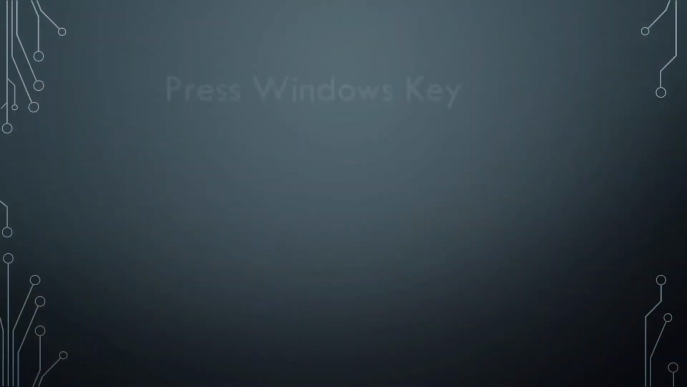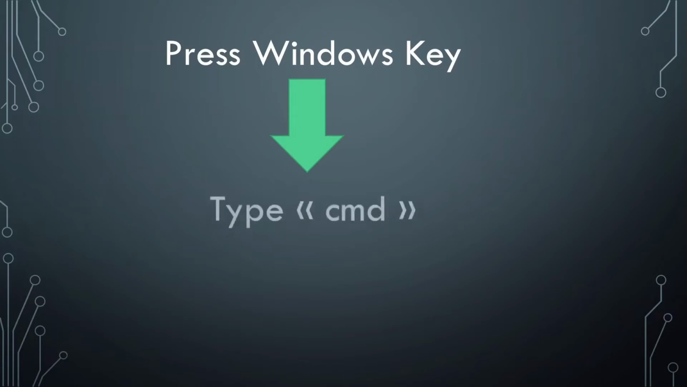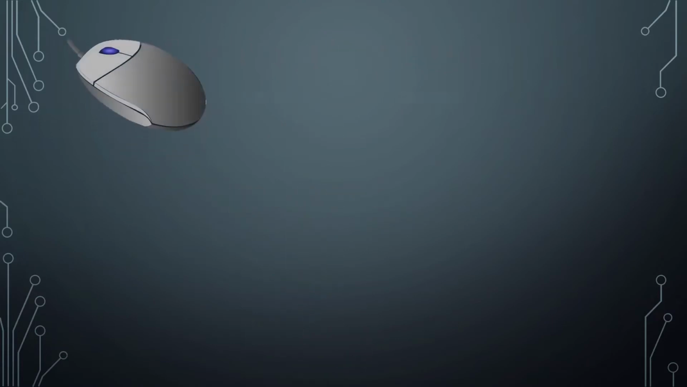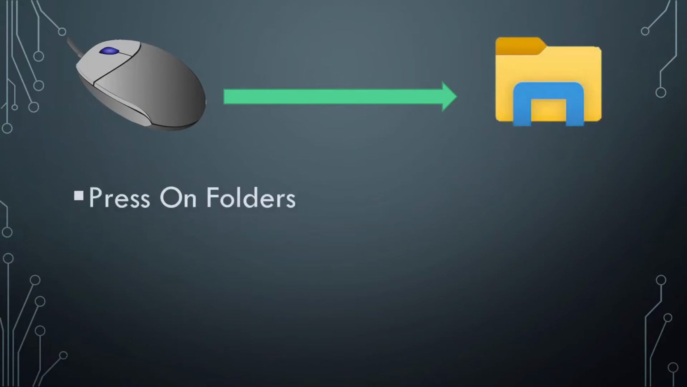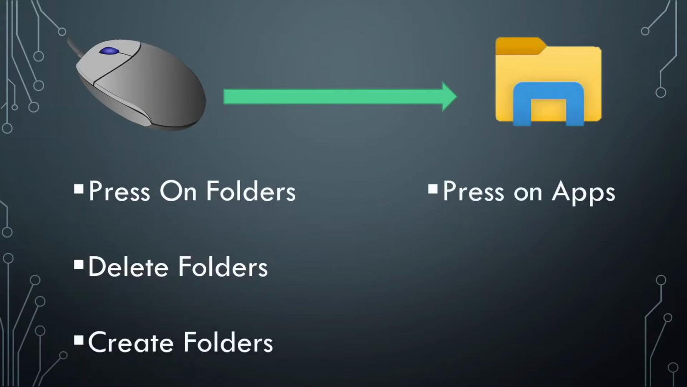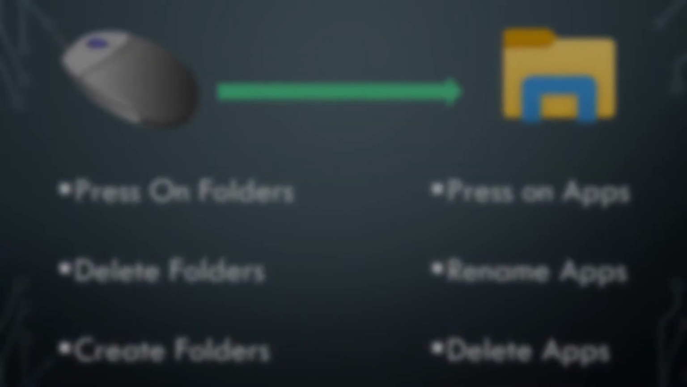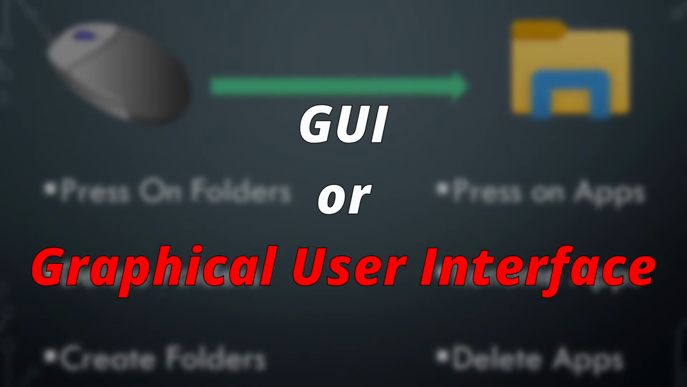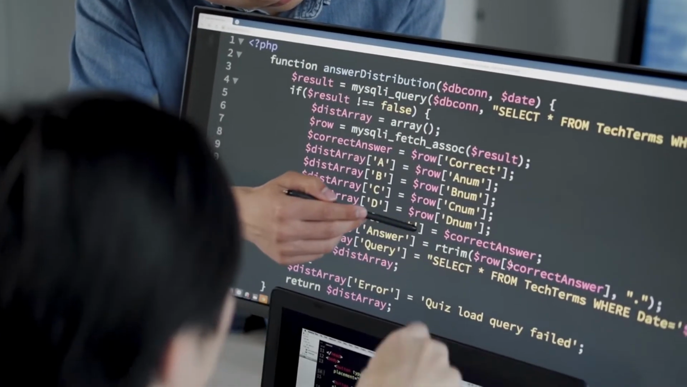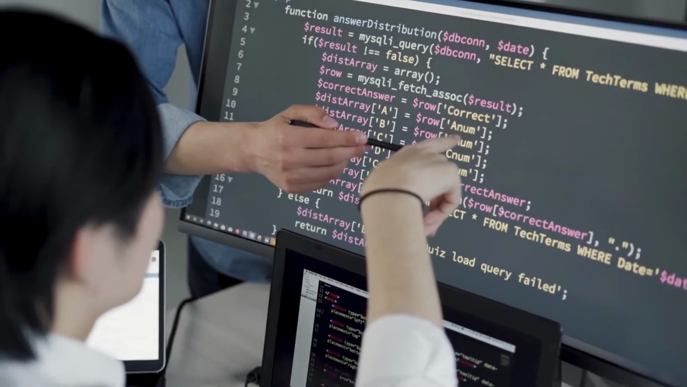The command prompt can be accessed by pressing the Windows key, typing CMD, and hitting enter. Usually, you use your mouse to navigate through your file explorer, press on folders, delete folders, create new ones, press on apps and launch them, rename them and delete them also. You are using what's called the GUI, or Graphical User Interface. So you are basically interacting with your machine graphically and viewing information in a graphical way.